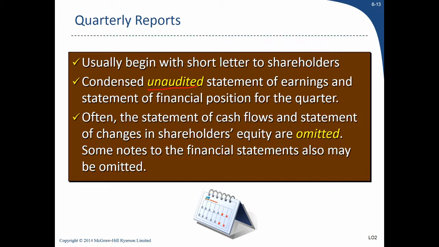Right? Management is issuing these without the auditor having performed verification procedures over them. Sometimes they don't even show the statement of cash flows or the statement of shareholders' equity. And they might not even show the notes. So this is more of a snapshot. It's issued shortly after the quarter ends, so March, June, September. And it'll give you a sense of where the company's heading. But again, it's not nearly as in-depth as the annual reports.